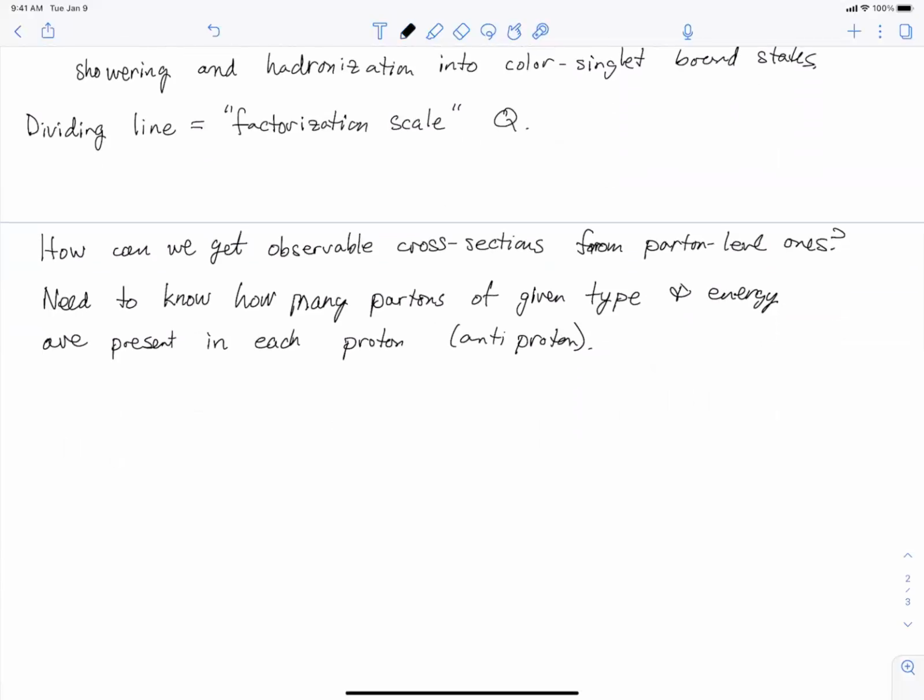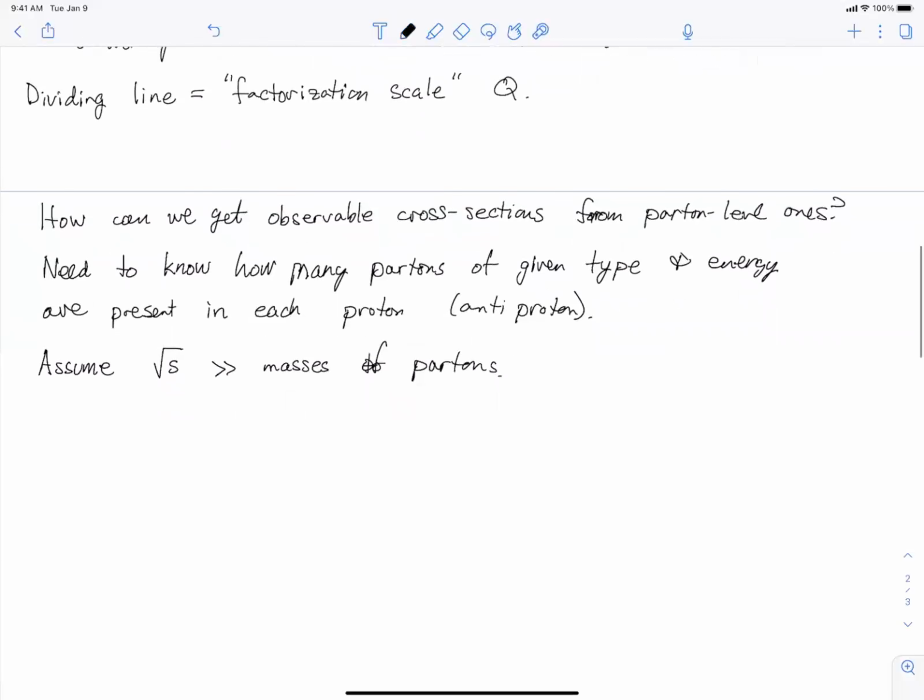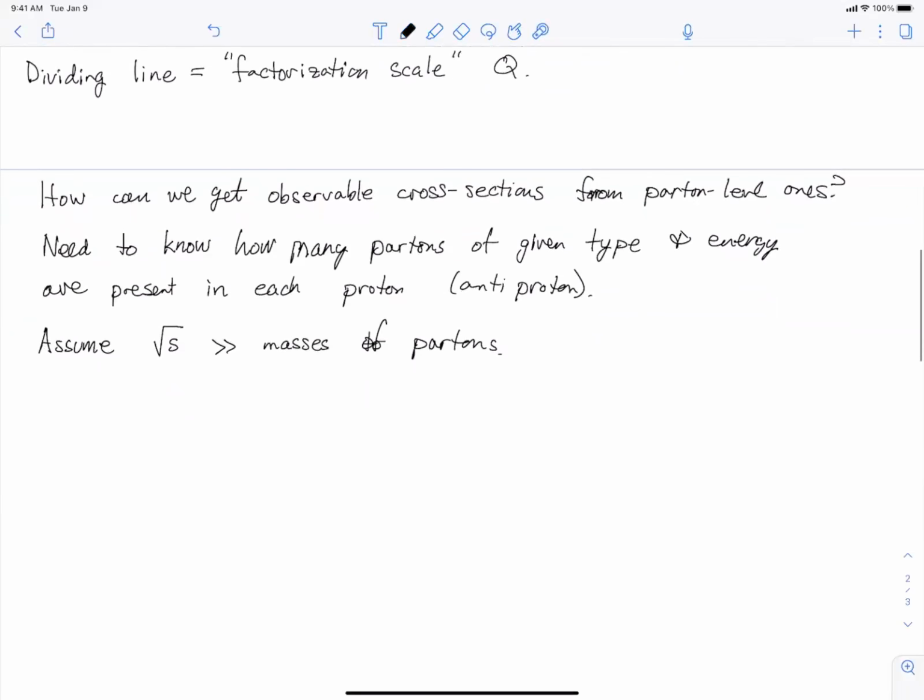So what we're going to assume, because for the Large Hadron Collider and even for the Tevatron this is a very good assumption, is that the square root of S, the characteristic energy, is much, much larger than the masses of the partons. And so basically we can pretend the partons are massless and going at the speed of light.